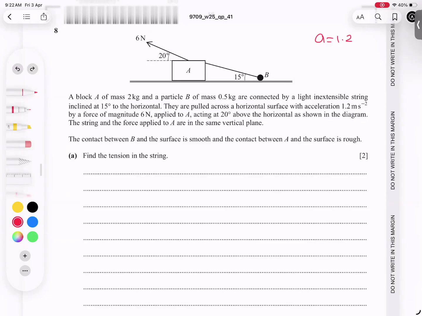Further, he's saying the contact is smooth. So this is smooth and A is rough. So here there is no friction, friction is equal to 0, but here friction is not equal to 0. And what he's asking for: find the tension of the string.